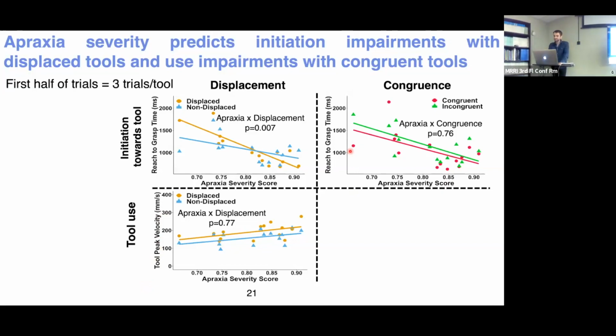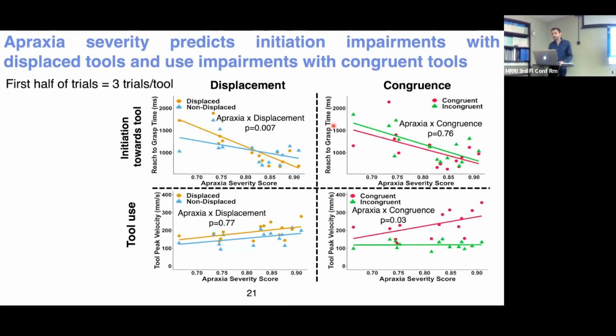All right, and then we look at the effect of apraxia with respect to congruence on the initiation phase again. And we didn't find any interaction again. That is, regardless of apraxia, they were behaving the same way with congruent and incongruent rules. But when we consider the use phase, we found an interaction: more apraxic patients have more difficulty using congruent tools, whereas it's not the case for less apraxic patients. That's basically the red line that you can see here.